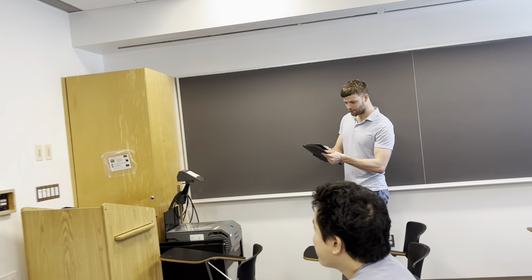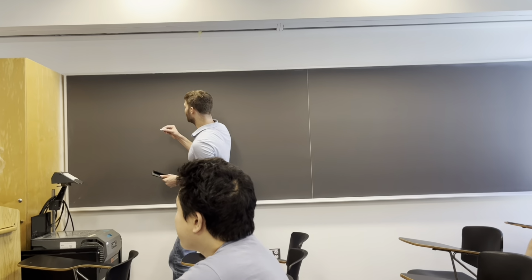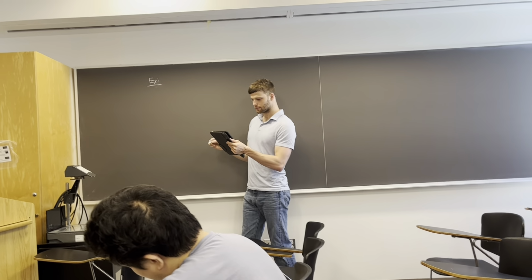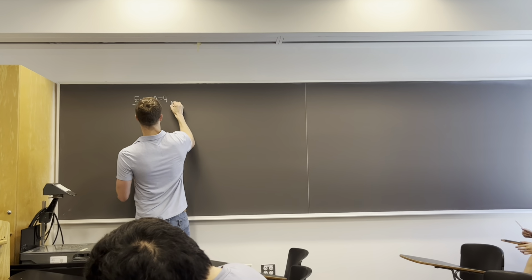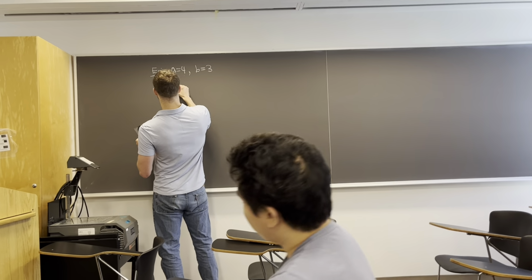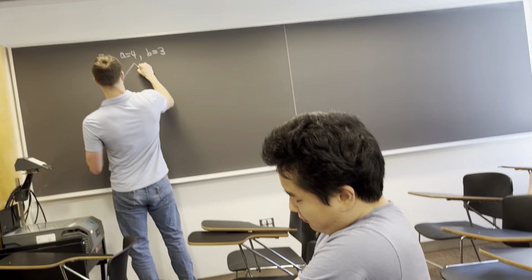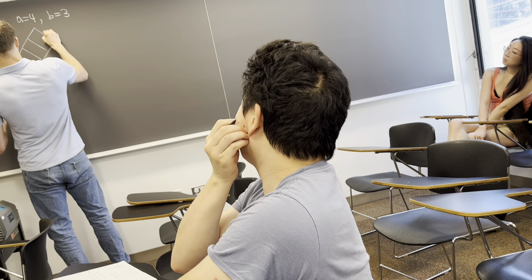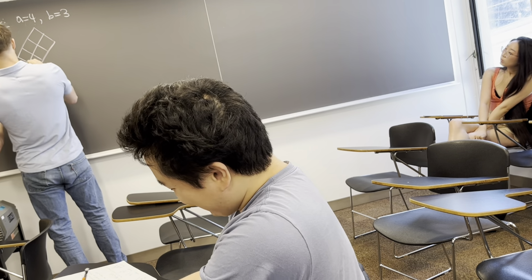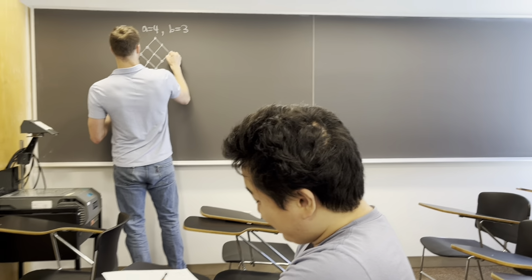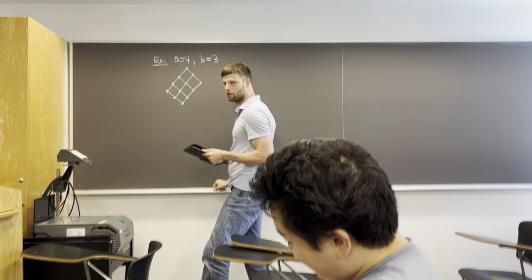Okay. So, example. Let's say A is 4, B is 3, and here's my poset. And let me pick an order ideal.